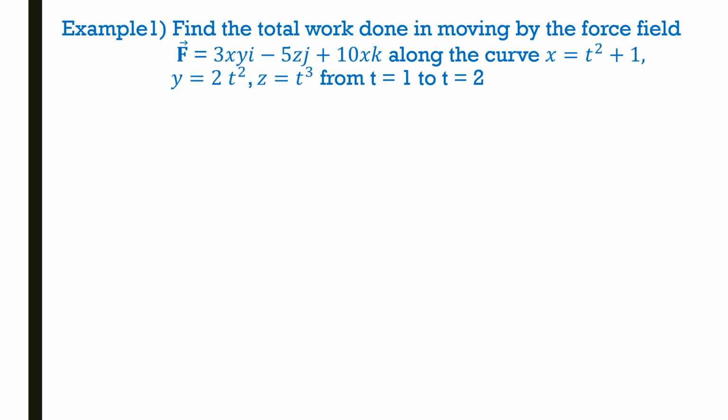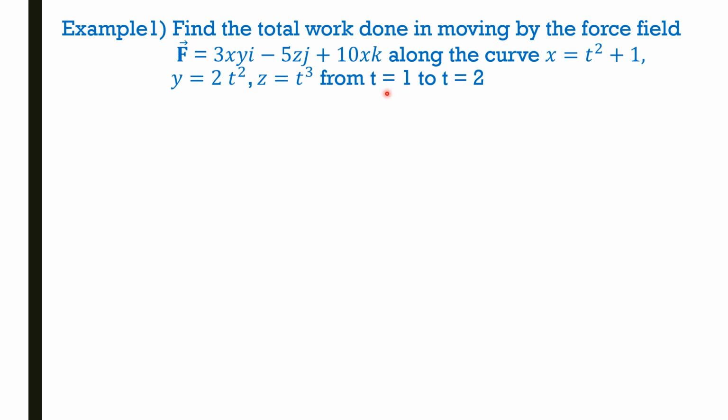Let us see the first example. Find the total work done in moving a particle by the force field F bar equal to 3xy i minus 5z j plus 10x k along the curve x equal to t square plus 1, y equal to 2t square, and z equal to t cube, from t equal to 1 to t equal to 2. Work done means the same as the line integral of F bar dot dr bar along the curve x equal to t square plus 1, y equal to 2t square, and z equal to t cube.